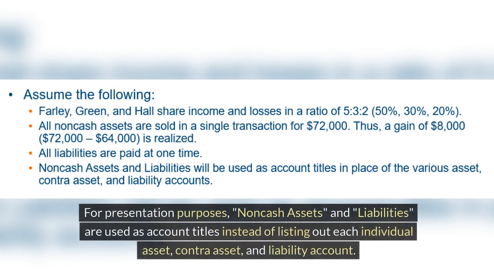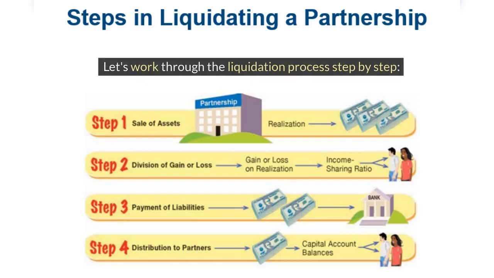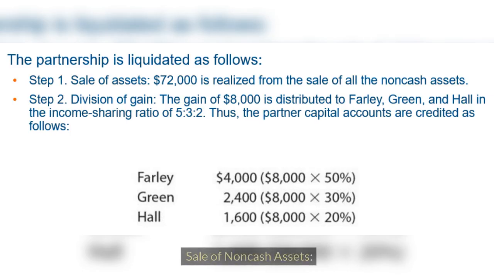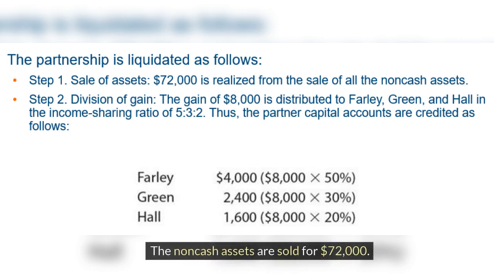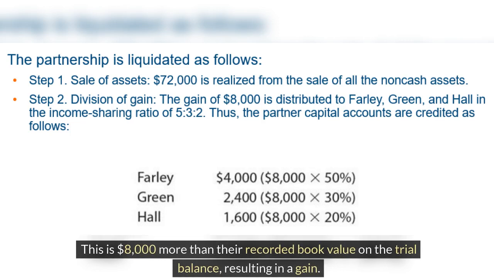For presentation purposes, non-cash assets and liabilities are used as account titles instead of listing out each individual asset, contra-asset, and liability account. Let's work through the liquidation process step by step. Sale of non-cash assets. The non-cash assets are sold for $72,000. This is $8,000 more than their recorded book value on the trial balance, resulting in a gain.